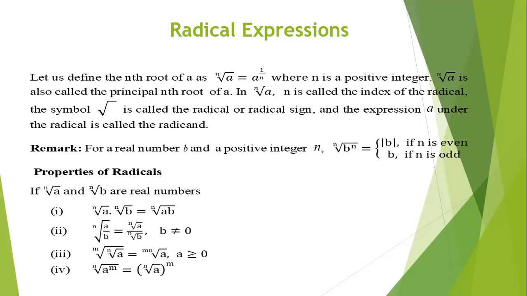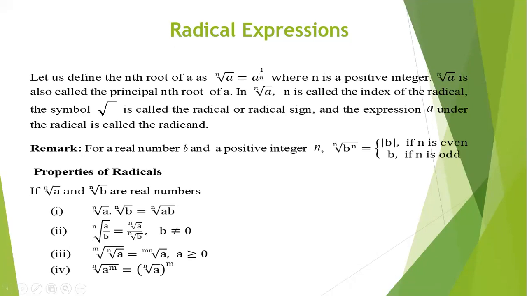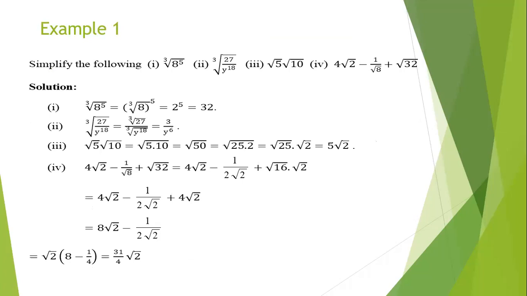The last property here is when you have the nth root of a raised to power of m, then you can write it as the nth root of a, everything raised to power of m. This can also be simplified again to give us a raised to power of m times 1/n. Since we know that the nth root of a is a raised to power of 1/n, that will give me a raised to power of m times 1/n. At the end of the day, it's going to give me a raised to power of m divided by n. Those are the properties of the radical. Let's look at the following example.